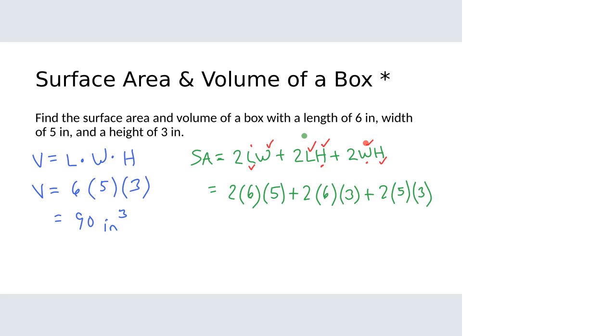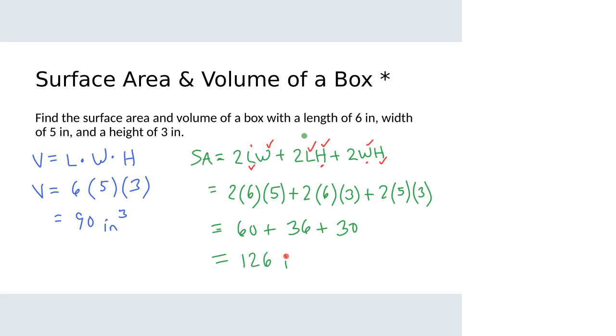At any rate, we'll go ahead and simplify this to get the surface area of this box. So let's see, 2 times 6 times 5, that's 30 times 2. 2 times 6 times 3, 12 times 3. And I'm rolling the dice, not using my calculator. Make sure you tell me if I have an arithmetic mistake. 2 times 5 is 10, times 3 is 30. Then we'll add all those together. 60 plus 36 plus 30 is 126.